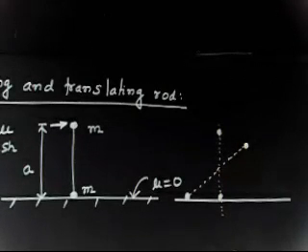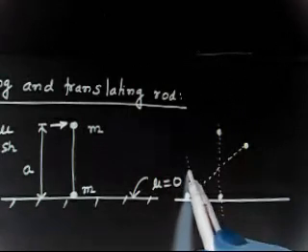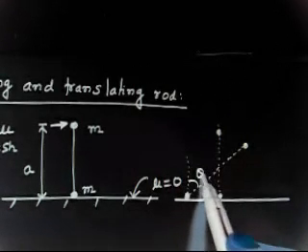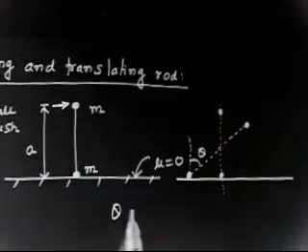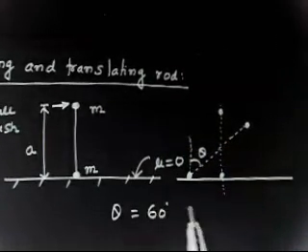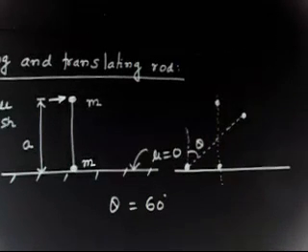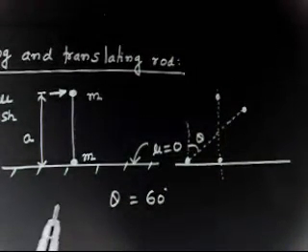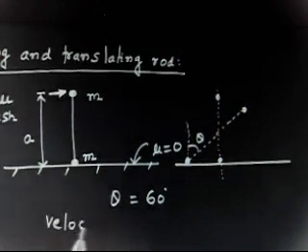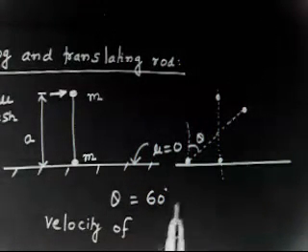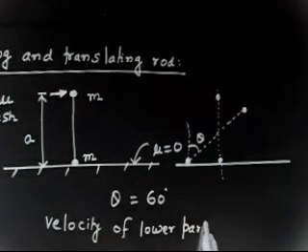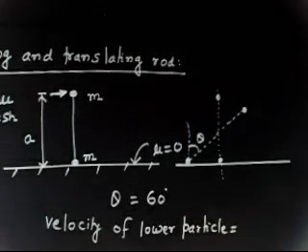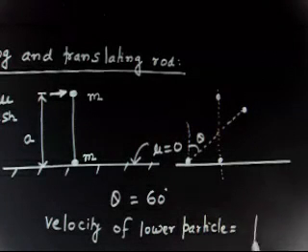Are you getting? So this is going, and this time the question says the inclination from the vertical is theta, that is 60 degrees. So when the inclination is 60 degrees, you have to find the velocity of the lower particle. You have to show that the velocity of the lower particle is given by under root of GA by 14.